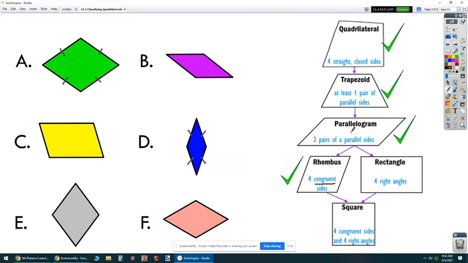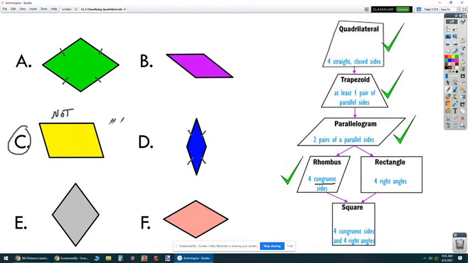Now, it's also a parallelogram because it has 2 pairs of parallel sides. And it's a trapezoid because if it has 2 pairs, it definitely has 1 pair. And it's a quadrilateral. Which shape over here, though, is not a rhombus? Which one doesn't have 4 congruent sides? Well, if you said figure C, you would be correct. C is the one that is not a rhombus.